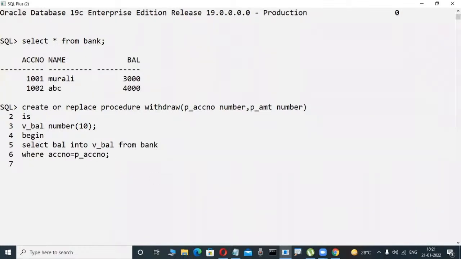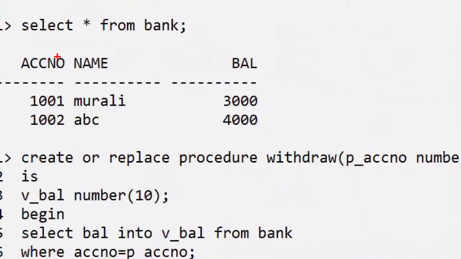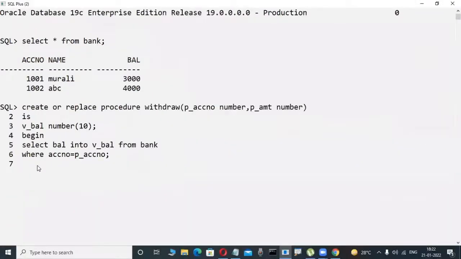Suppose bank is a table. This is a table format only, where your transactions are stored. I'm using this table in this PLSQL code. Here I'm checking the balance through the account number. Whenever I insert an ATM card, I try to withdraw 9,000, as in the previous case. That is the amount only.